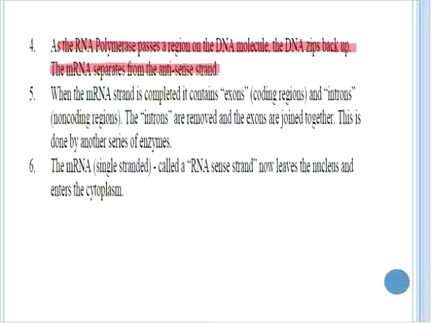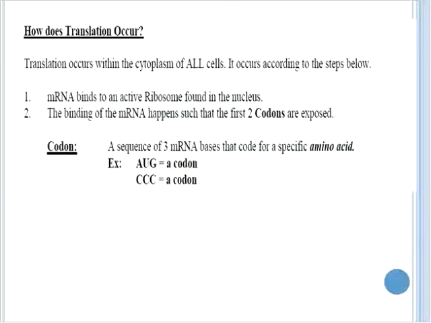When the messenger RNA strand is complete, it contains exons, that being the coding regions, and introns, or non-coding regions. The introns are removed and the exons are joined together. This is done by another series of enzymes. The completed messenger RNA molecule, which is of course single-stranded, an RNA sense strand if you will, now leaves the nucleus and enters the cytoplasm. This concludes transcription. Once the messenger RNA is rendered to the cytoplasm, it is then ready to begin the second phase of protein synthesis, translation.